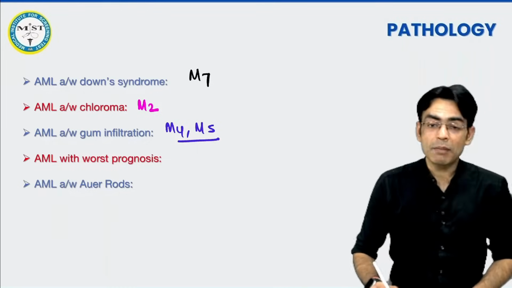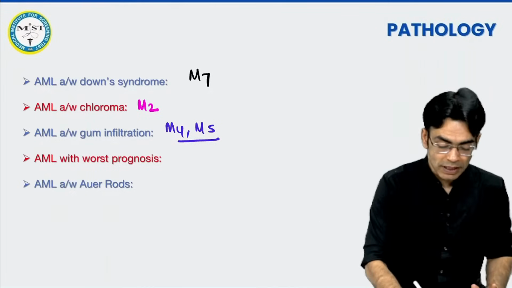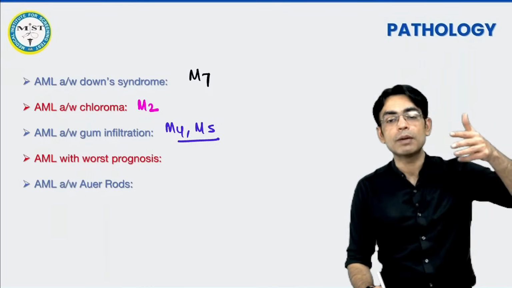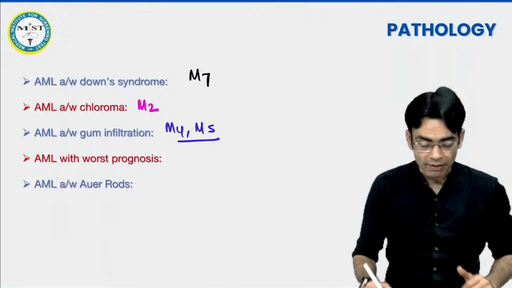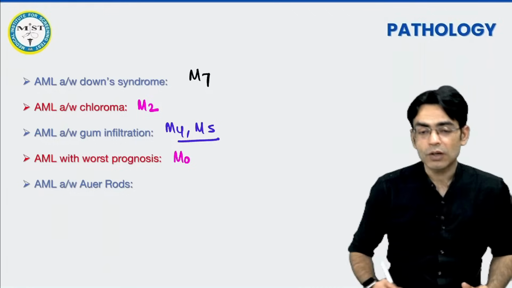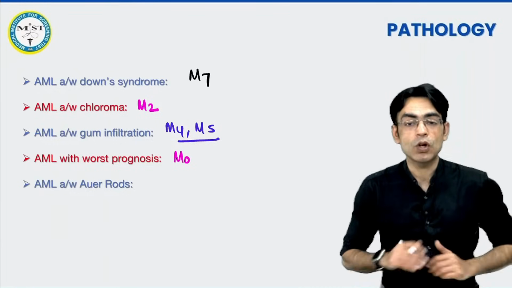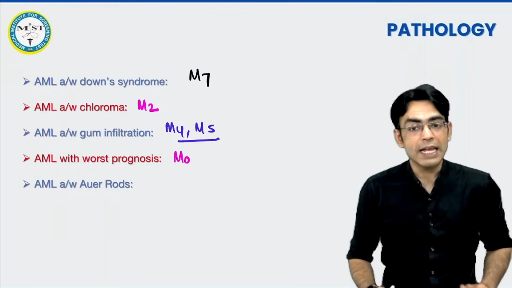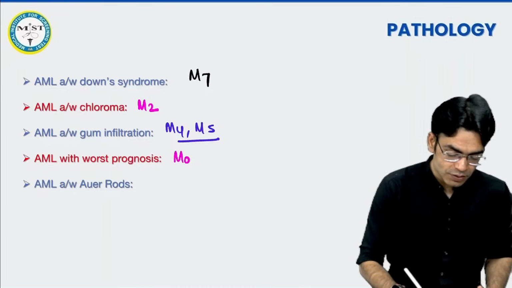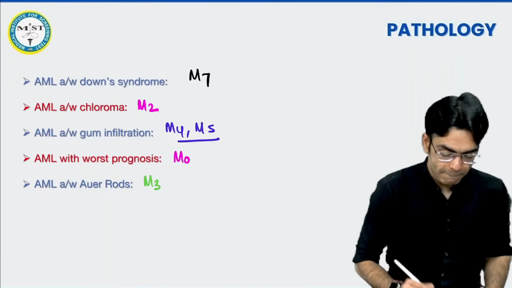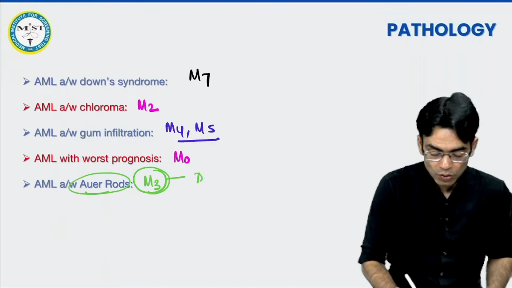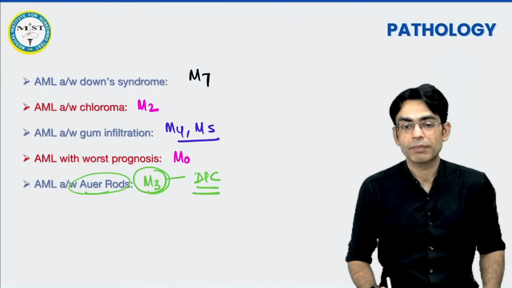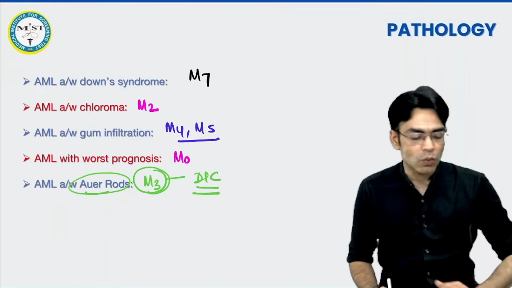Then AML with worst prognosis. Son, we have 8 types, M0, M1, M2, M3, M4, M5, M6, M7. So worst prognosis is M0, when you're not able to differentiate. And AML associated with Auer rods, this is going to be M3. And this AML M3 with Auer rods is also associated with DIC, disseminated intravascular coagulation.